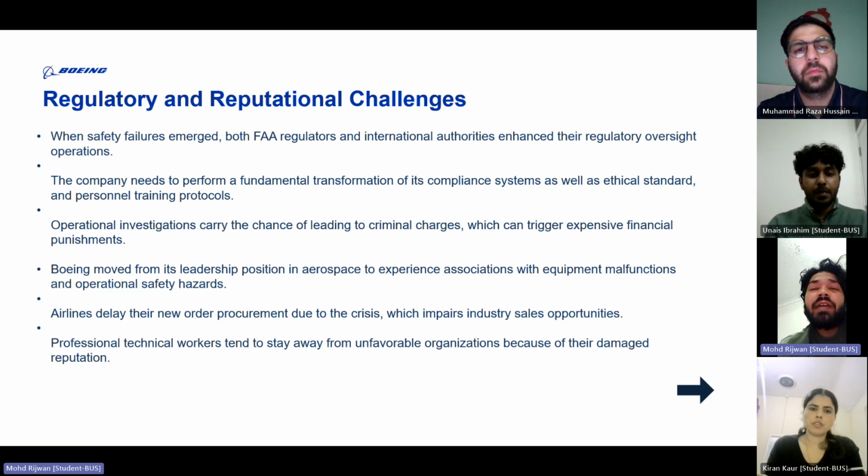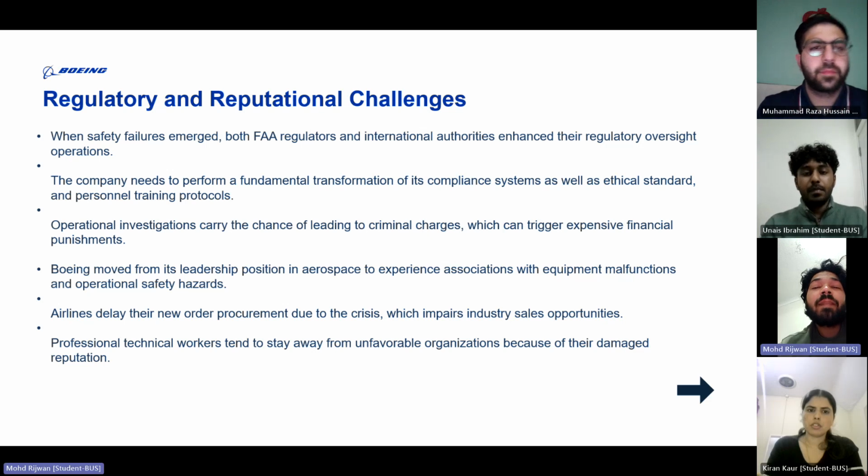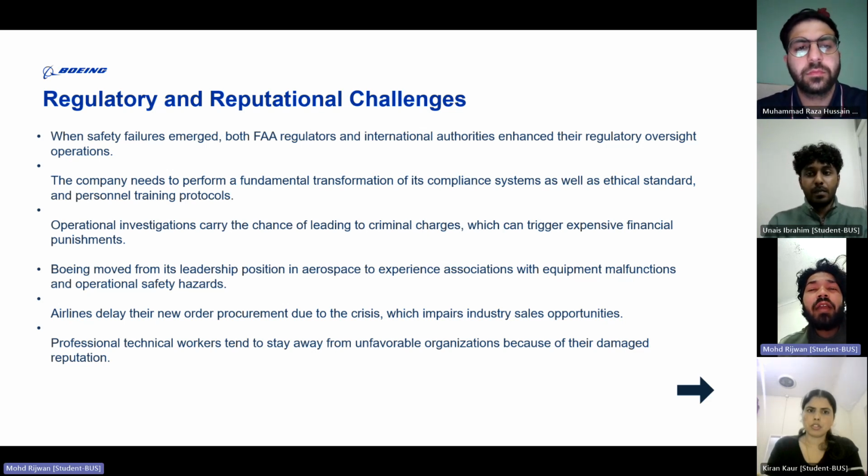On the reputational side, Boeing's brand has suffered dramatically. Once known for safety and innovation, it's now associated with crisis and controversy. This has led to a slowdown in new orders from airlines and difficulty in attracting top tier talent, particularly in engineering and R&D roles.